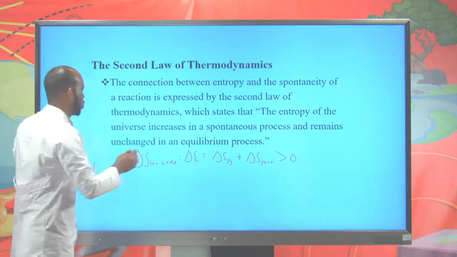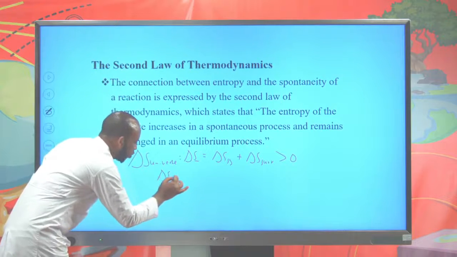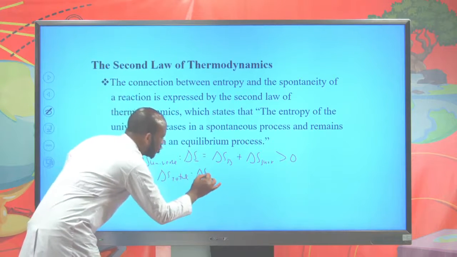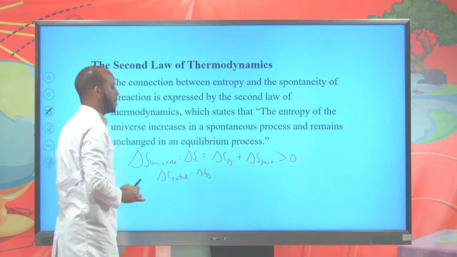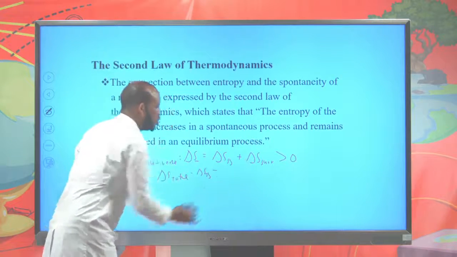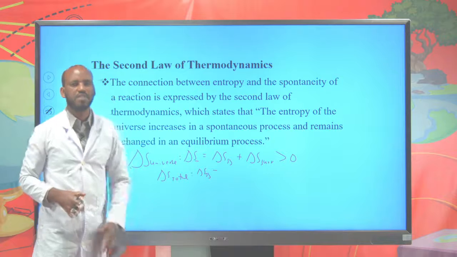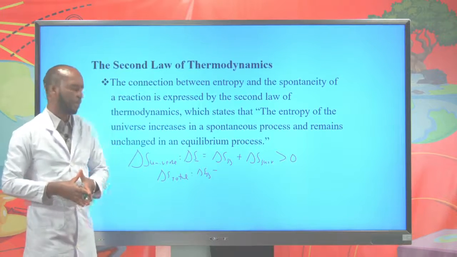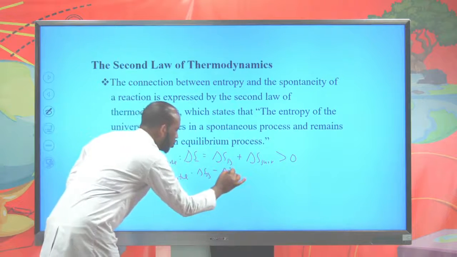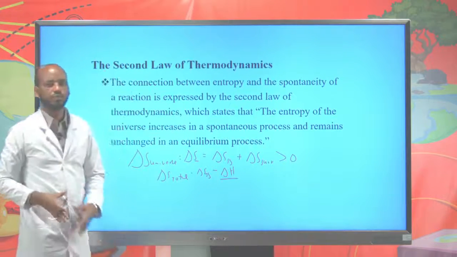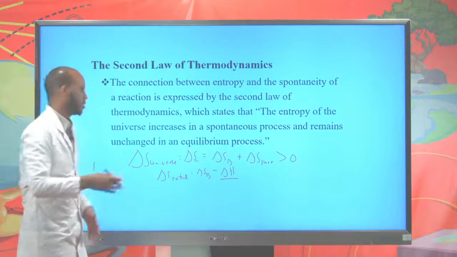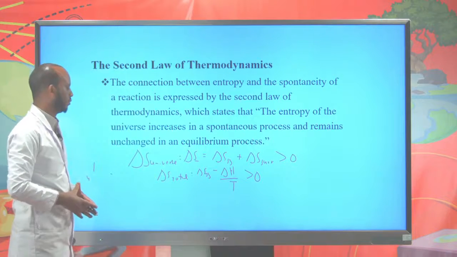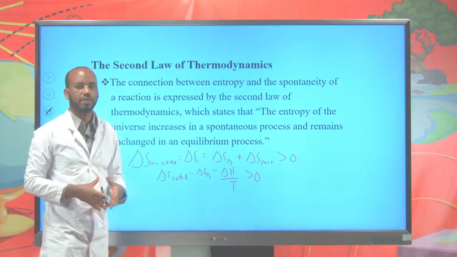We can write this as total entropy change, delta S total, equals change in entropy of the system, delta S of the system, minus change in entropy of the surroundings, which is directly proportional to enthalpy of the system, delta H, but inversely proportional to Kelvin temperature T, greater than 0. This is the second law of thermodynamics.